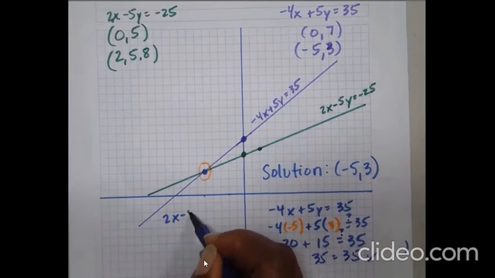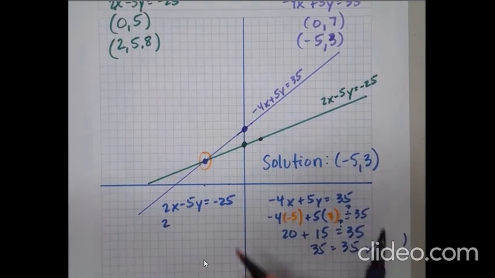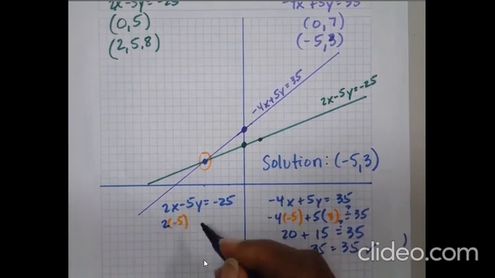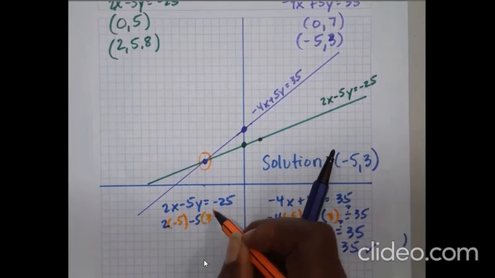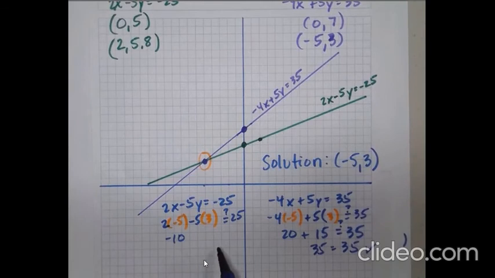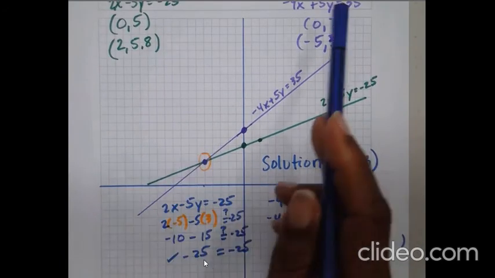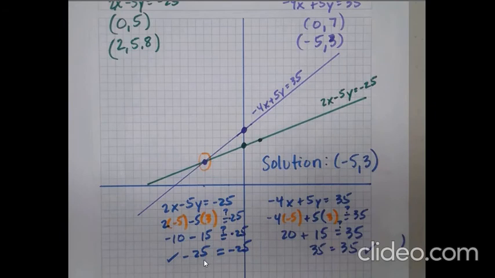Let's look at the other side. 2x minus 5y equals -25. Again, let's substitute -5 and the 3. Does that equal 25? Well, -10. Oh, does it equal -25? Sorry. Minus 15 equal -25. Well, -25 does equal -25. So this one is also true. So this solution does satisfy both of these equations. So that does make it be a solution to that system of equations.